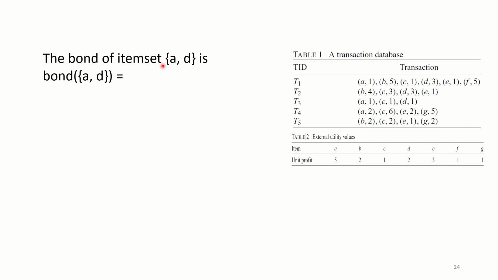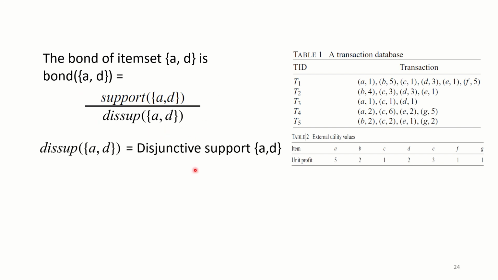The bond of item set AD is bond AD is equal to support AD divided by the D sub of AD. What is D sub? D sub is basically the disjunctive support of AD. The disjunctive support of AD is the number of transactions containing at least one item from A and D. So let's find out which transactions have A. T1 has A, T3 has A, T4 has A, and which transactions have D. T1 has D, T2 has D, and T3 has D.